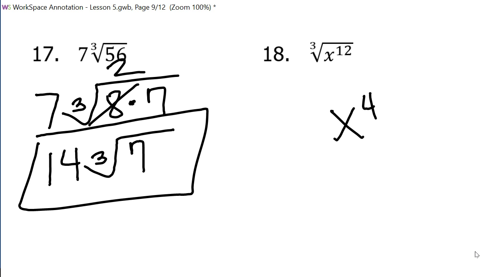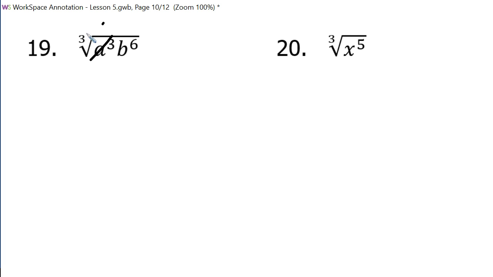Next one, under the cube root, we have a to the 3rd, b to the 6th. Now, are those perfect cubes? Yes. How do you know those are perfect cubes? They're multiples of 3. So mark out the a to the 3rd. What's the cube root of a to the 3rd? A. Mark out b to the 6th. What's the cube root of b to the 6th? B squared. So our answer is just a, b squared. What's left on the inside? Nothing. So it's just ab squared.